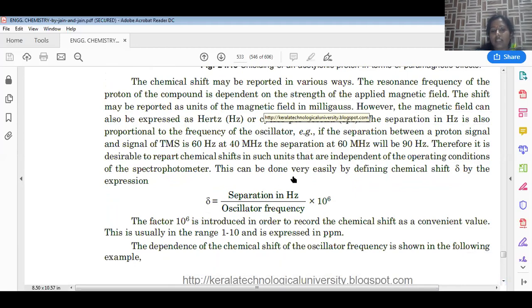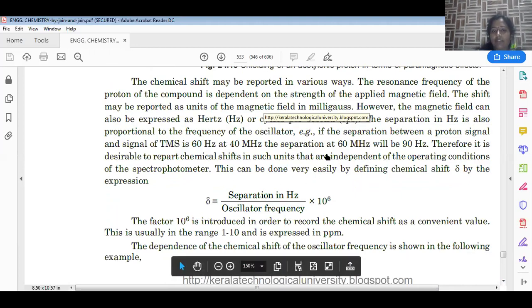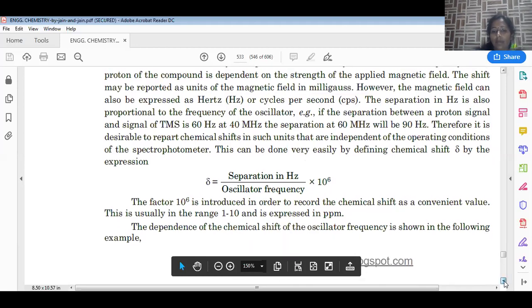Separation in Hertz is nothing but the frequency at which we are observing the signal, divided by the oscillator frequency. For example, if we are taking proton NMR, we can take 100 as the frequency. If it is C13 NMR, 400 oscillator frequency is taken, multiplied by 10 to the power of 6, so that we get the delta value. This 10 to the power of 6 factor is introduced in order to record the chemical shift as a convenient value. It is only a convenience factor, and these values range from 1 to 10, measured in parts per million or ppm.